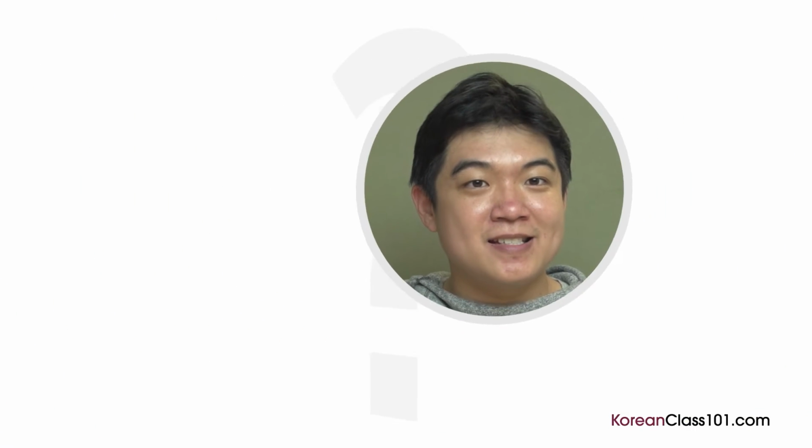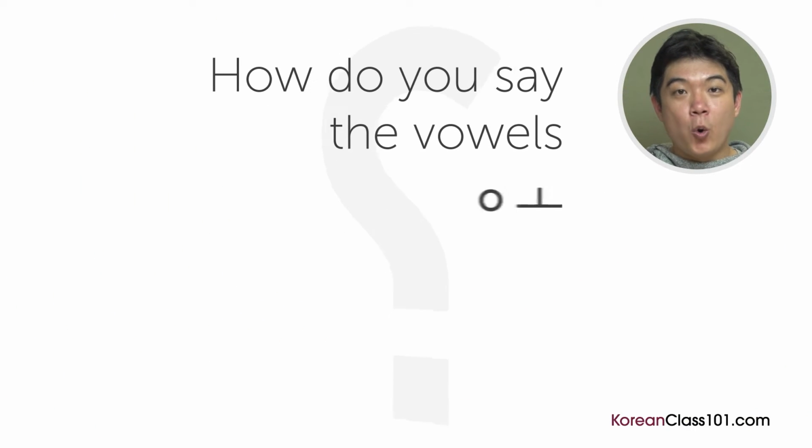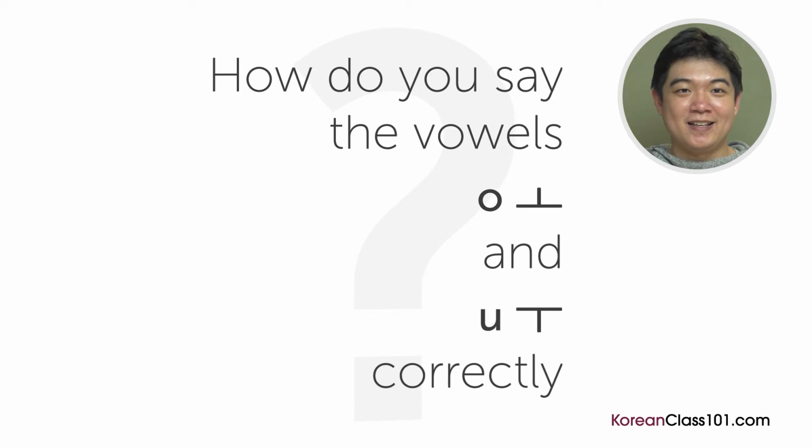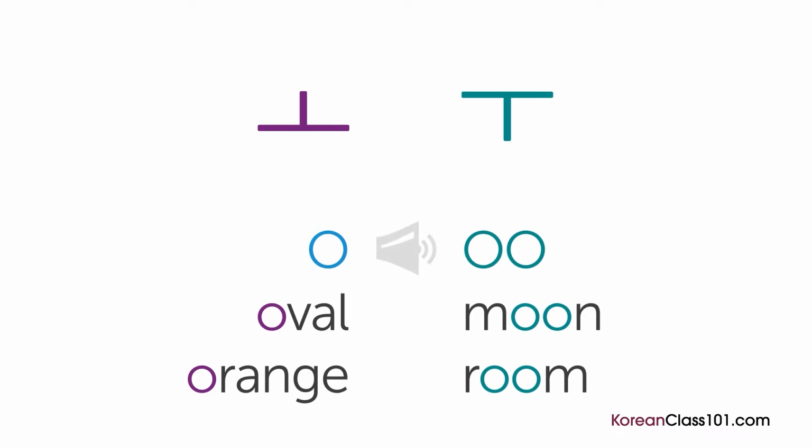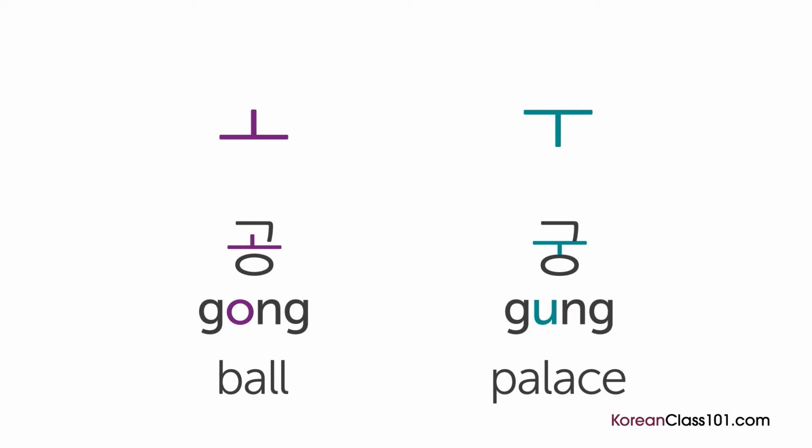The question for this lesson is, how do you say the vowels O and U correctly? These two vowels sound similar, so they can be a little tricky to pronounce. The vowel O sounds like a very round O, like in the words oval and orange. The vowel U sounds more like the U sound in the words moon and room. Let's break it down with some examples so you can hear the difference between O and U more clearly.